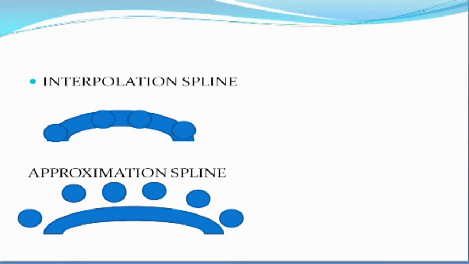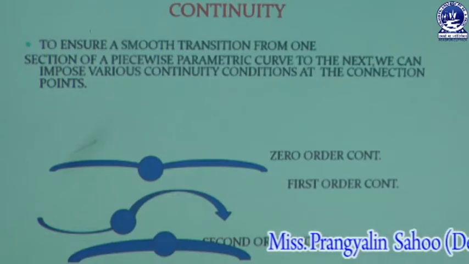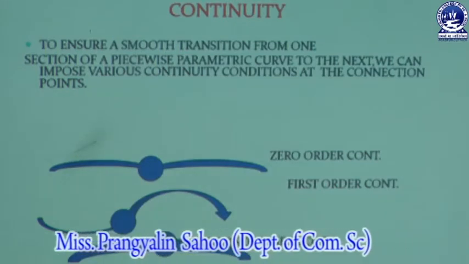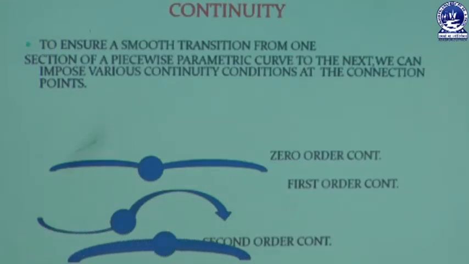So now we go to our next concept, geometric and parametric continuity. To ensure a smooth transition from one section of a piecewise parametric curve to the next, we can impose various continuity conditions at the connection point. In geometric continuity, we require the parametric derivatives of the two sections to be proportional to each other at their common boundary, instead of equal to each other.